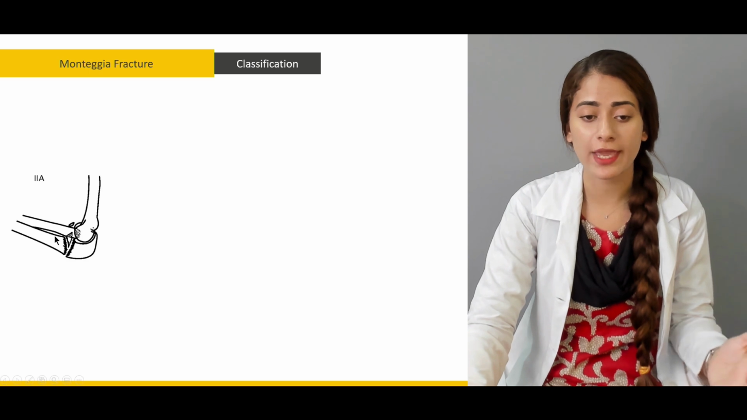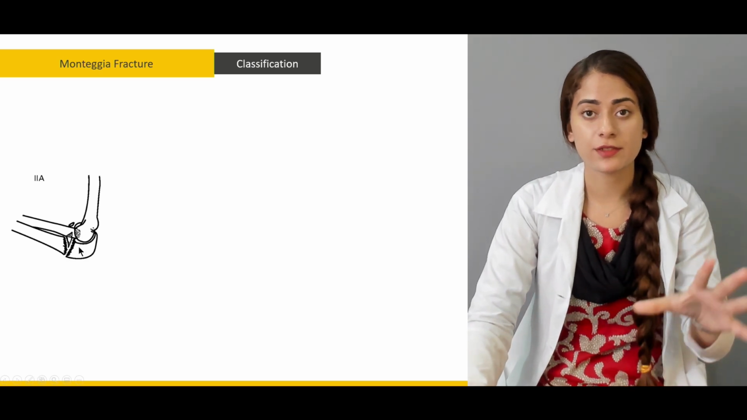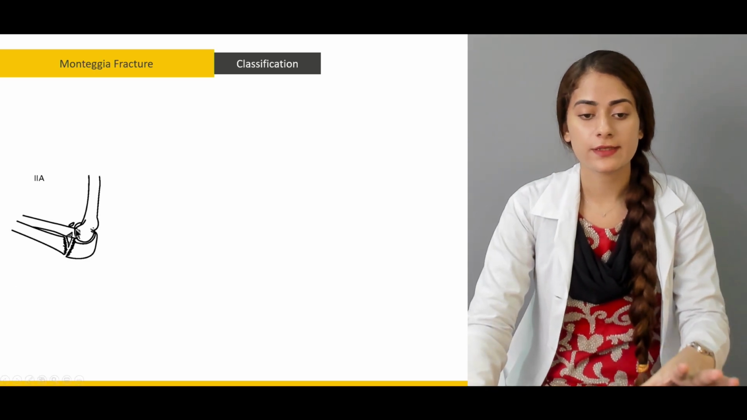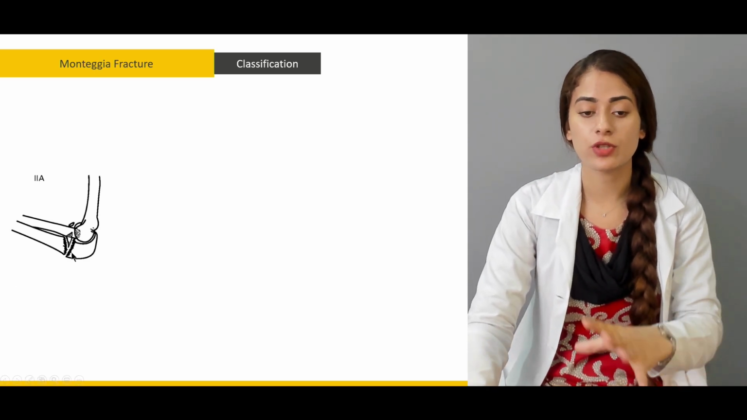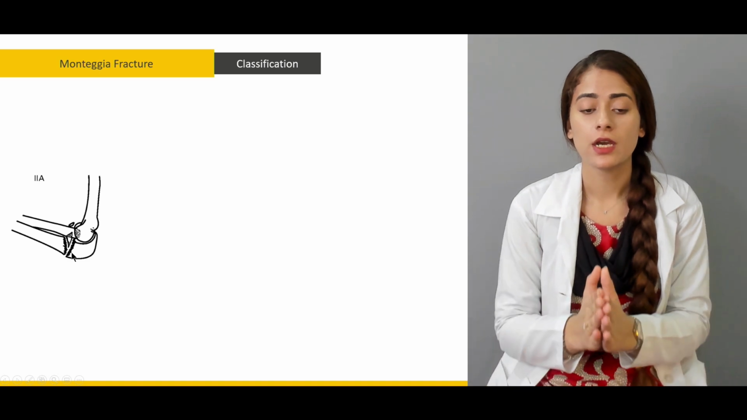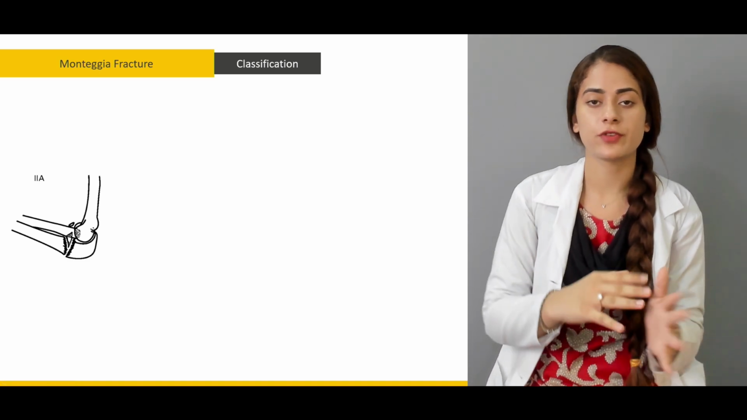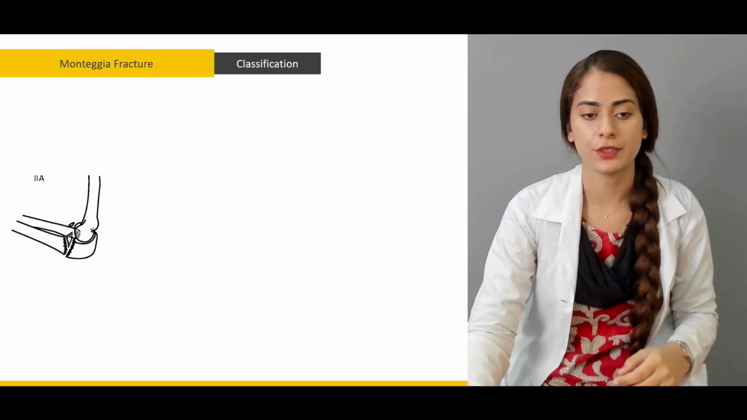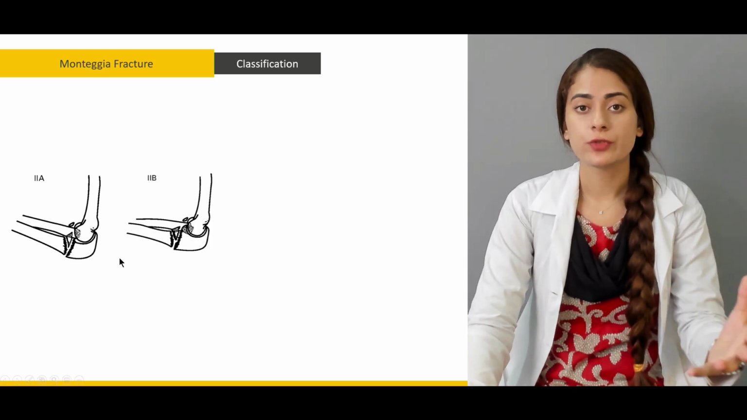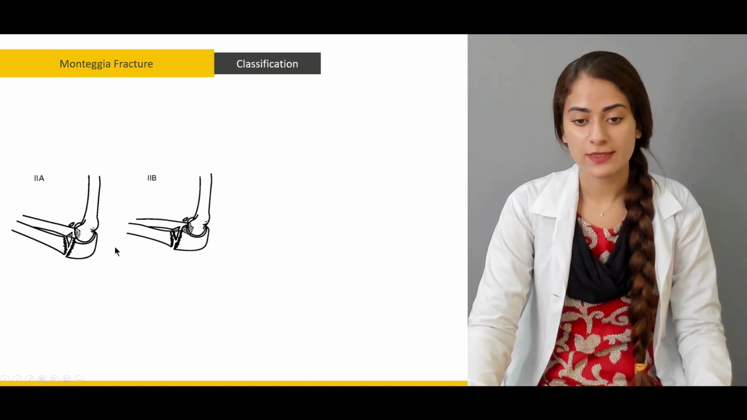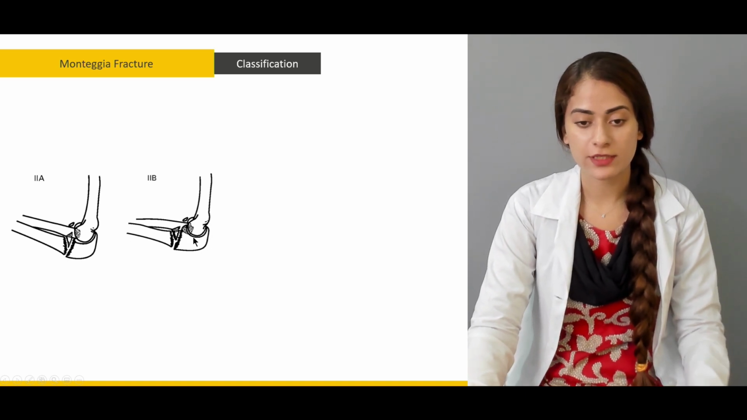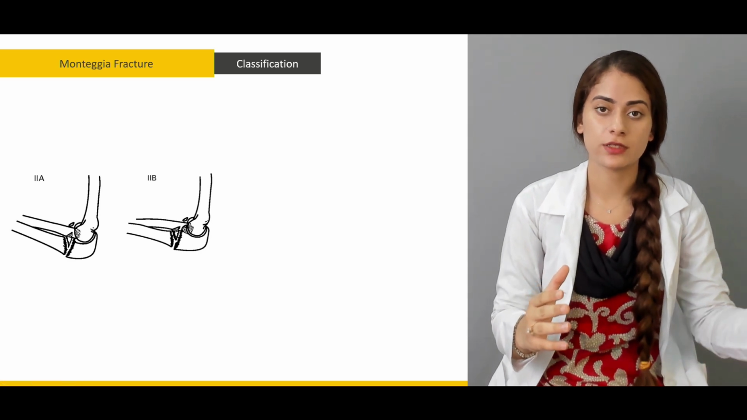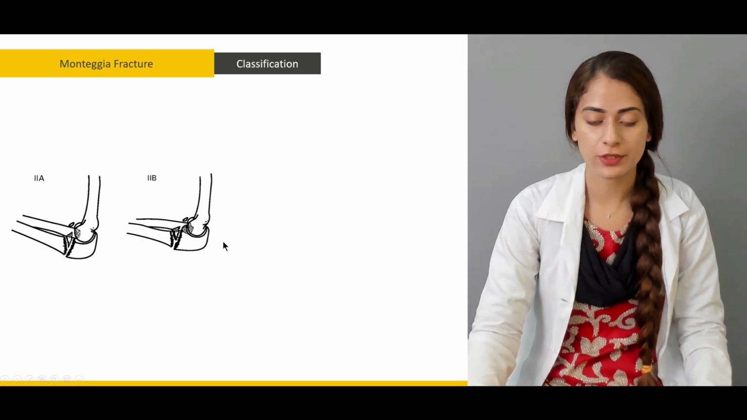So this is 2A. These are the severe types of Monteggia fractures that we're talking about here. This is a type 2A in which there are fragments, but the bone involvement is relatively only the proximal portion of the ulna. As we move to 2B, we can see the fracture site has become more distal, so it's moved distally.